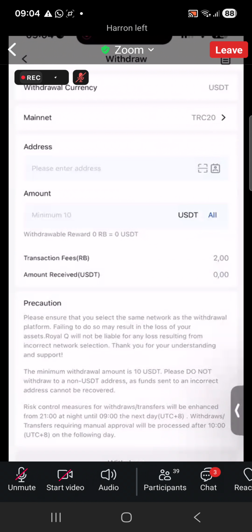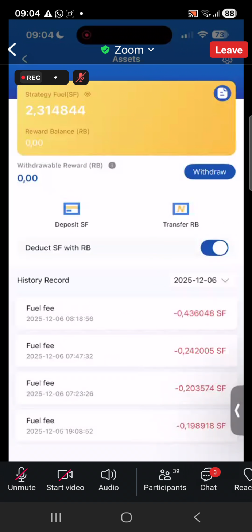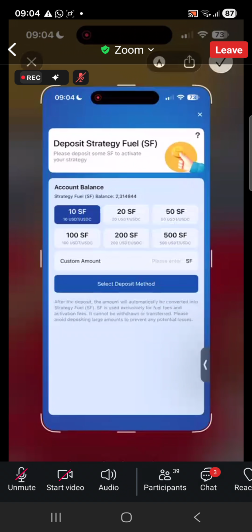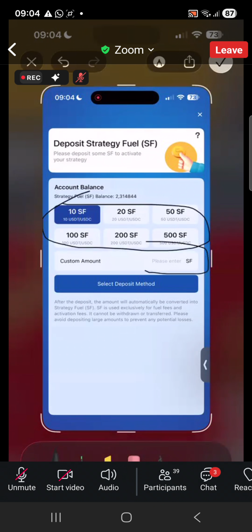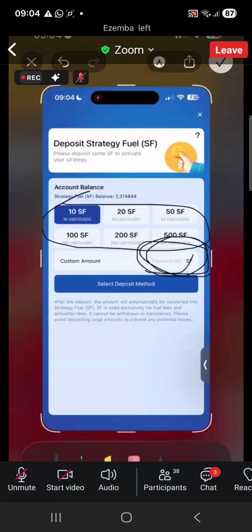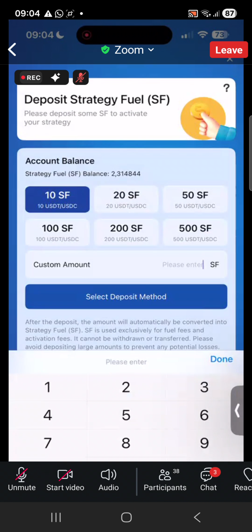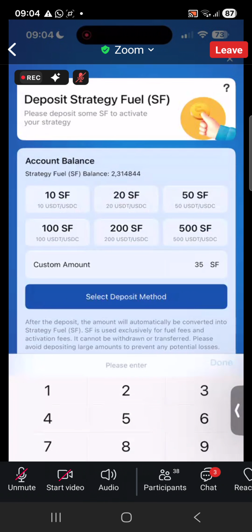Okay. So let us move out of the withdrawal and go to deposit SF. What does SF stand for? Strategy fuel. So you can deposit this customized amount here, or if you want your own amount, you can customize it here too. You tap on it. Maybe you want to deposit 35. Tap on done.